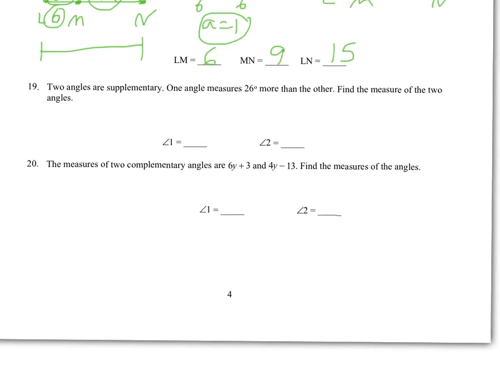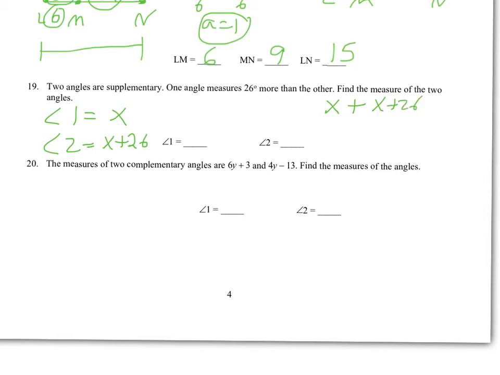Number 19, two angles are supplementary. That means they add up to 180. So let's just call this angle 1 and angle 2. One angle is 26 more than the other. So we'll say that angle 1 is going to be x. Angle 2 is 26 more than x. Find the measure of the two angles. Well, when I add them together, they add up to equal 180. So I can take x, which is angle 1, add it to angle 2, which is x plus 26, and set it equal to 180 degrees.